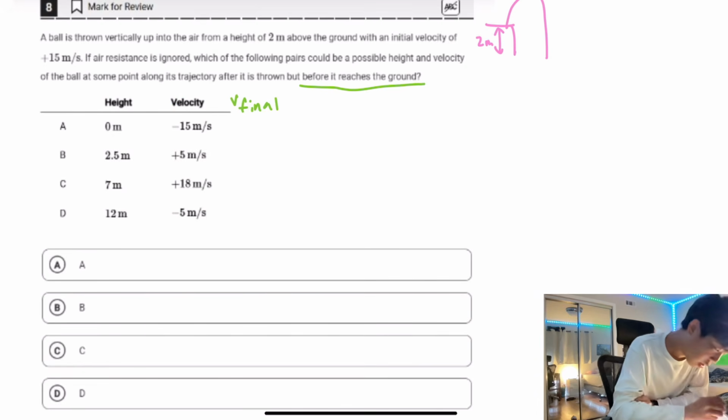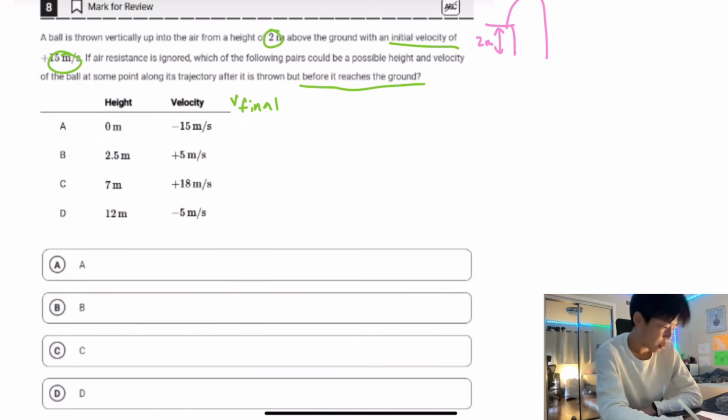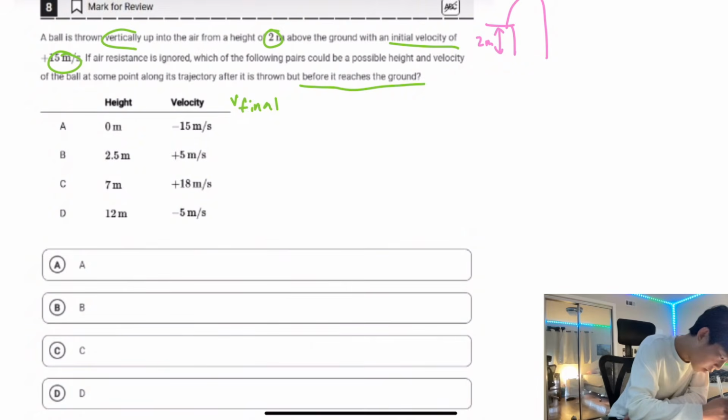And then what else are we given? Our givens are really important. So the height being 2 meters, that's pretty important. Ooh, initial velocity being 15 meters per second. What else? Oh, it's thrown vertically, which means if it's only thrown vertically and not horizontally, that means horizontal velocity is equal to 0. And then acceleration in the vertical direction is always equal to gravity, which is, let's just say 10. Or is it 10?